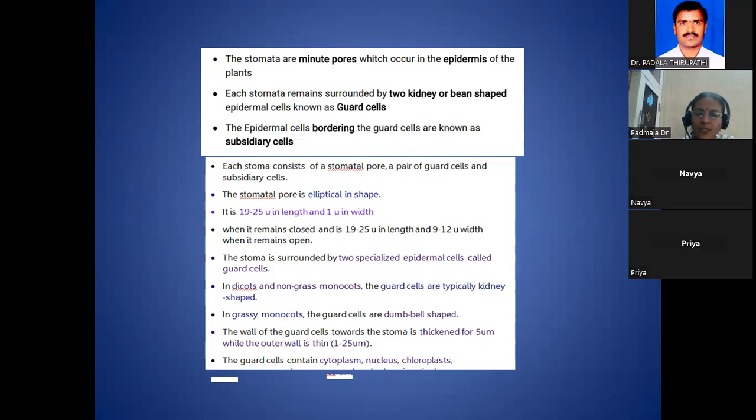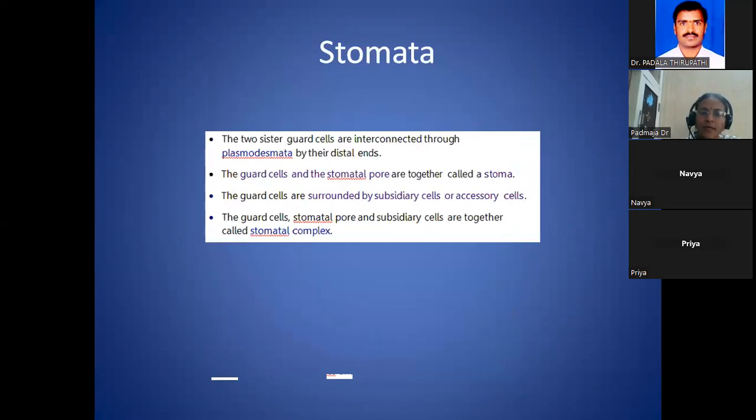The wall of the guard cells toward the stoma is thick, about 5 microns, and the outer wall is thin, about 1 to 2.5 microns, and the guard cells also contain cytoplasm. These two sister guard cells are interconnected by plasmodesmata. These connect the two cells, and through the plasmodesmata the movement of molecules or food materials is also transported between the two cells.